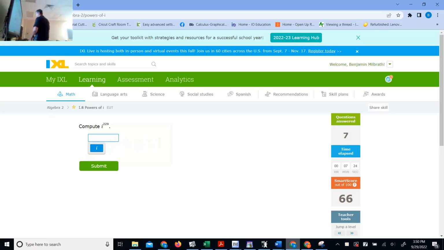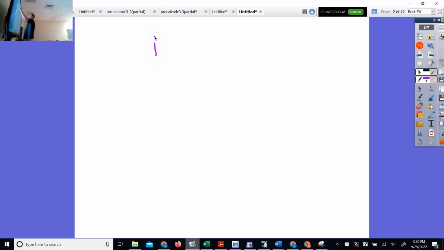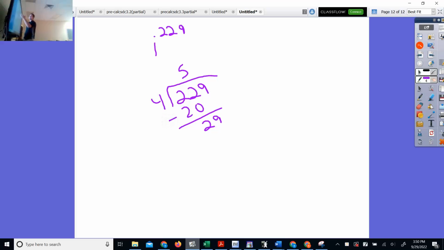Super. So the exponents seem to be getting bigger. i to the 229 power now. Again, just go back to your old long division. Do it in your head, I don't care. I'm just doing it on the board for y'all to see it. 4 won't enter 2, but it'll enter 22 5 times. Subtract. 22 minus 20 is 2, bring down the 9. 4 enters 29, what, 7 times? There's my remainder. So the answer to this is that it is equivalent to i to the first power, which is just i.